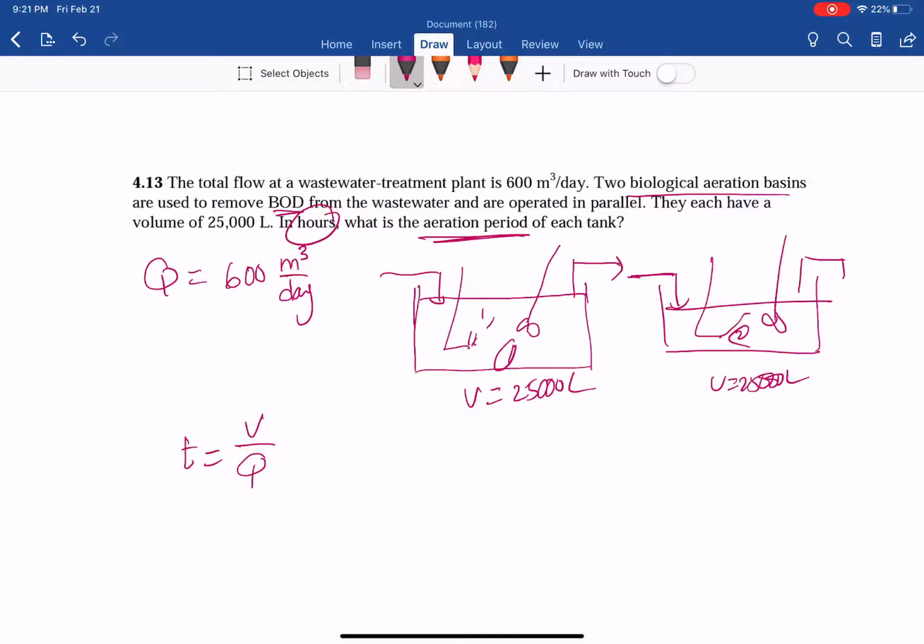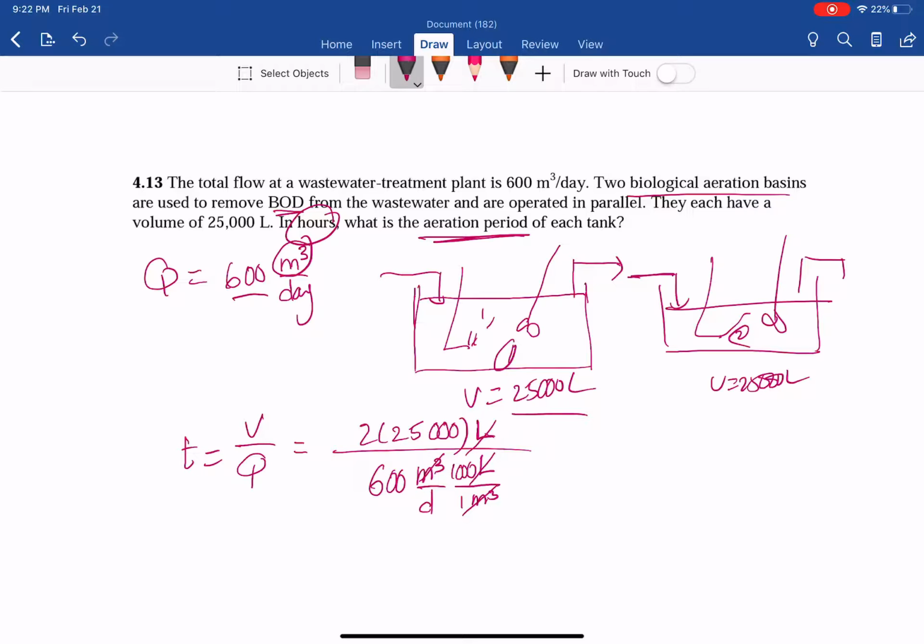Now remember, this flow is for both. So since we have 25,000, and this is in liters, because I don't want you to be confused between liter and meter cube, over 600 meter cubic per day. Let's convert meter cubic to liter. So 1 meter cube is equal to 1,000 liters. So now you are fine, meter cube with meter cube, liter with liter.